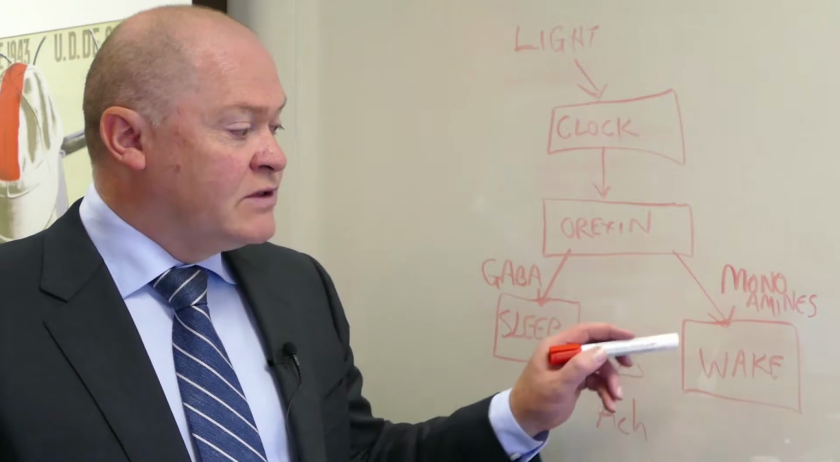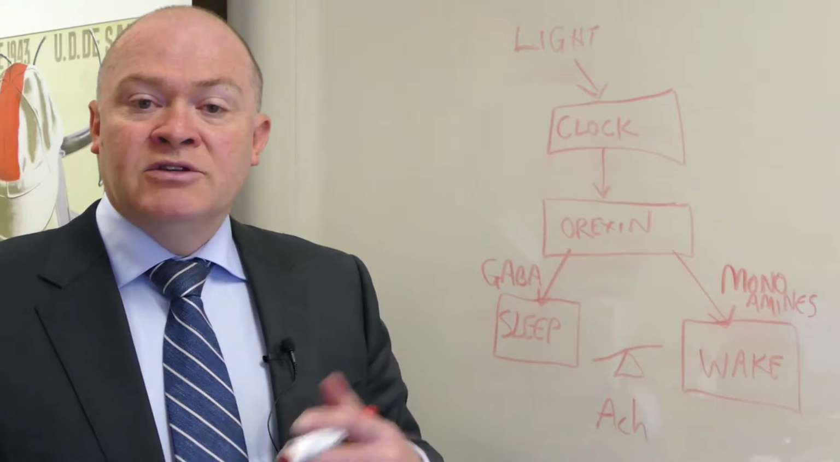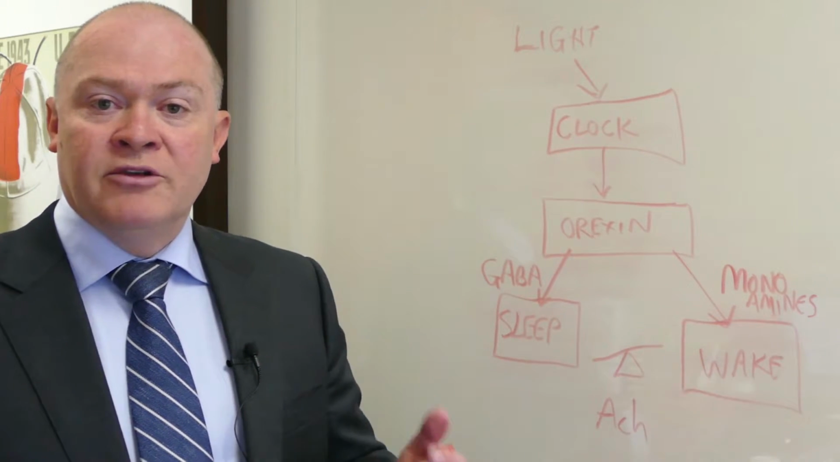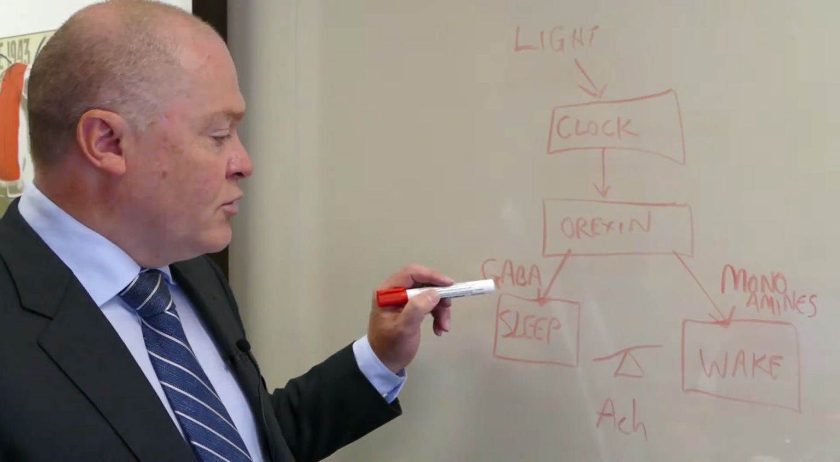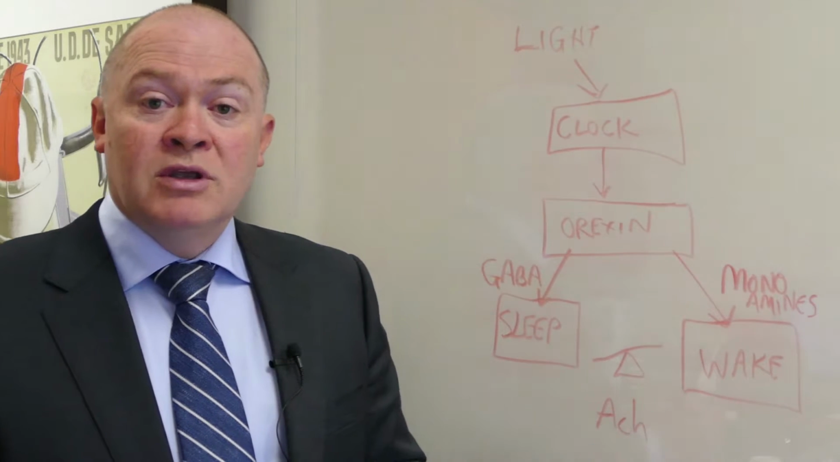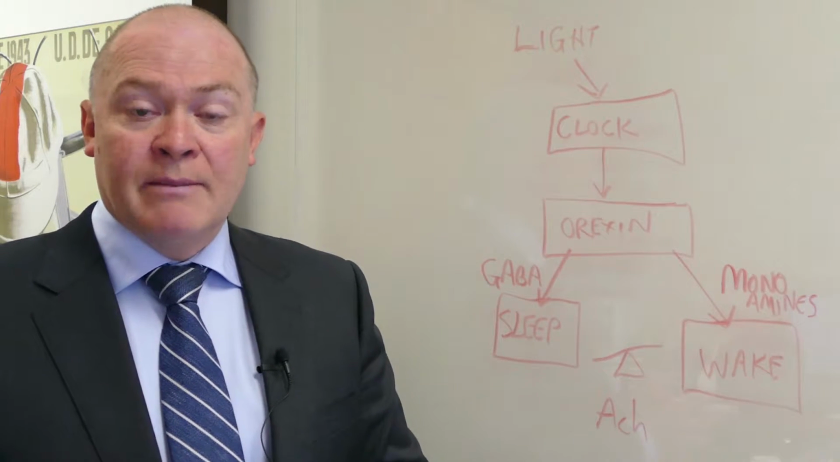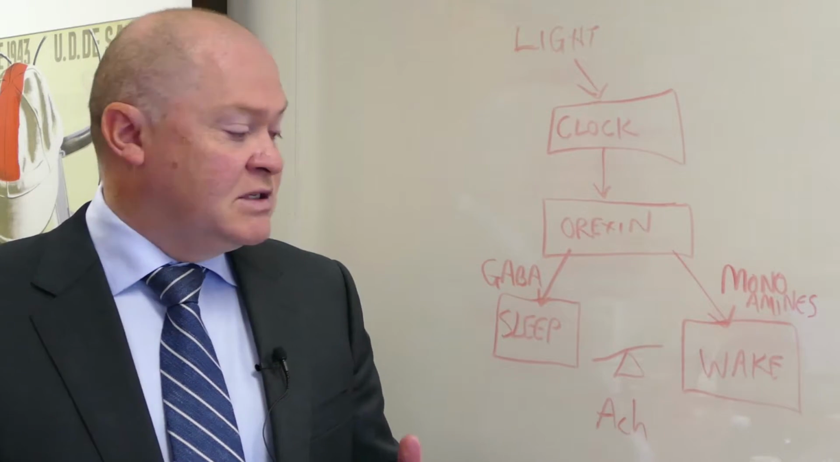Now, the things that help us feel more awake are monoamines, so serotonin, histamine, dopamine, adrenaline, and the sleep-promoting system, that's largely GABAergic. So many of the drugs that we use that either enhance or block GABA are going to have effects on the sleep system.